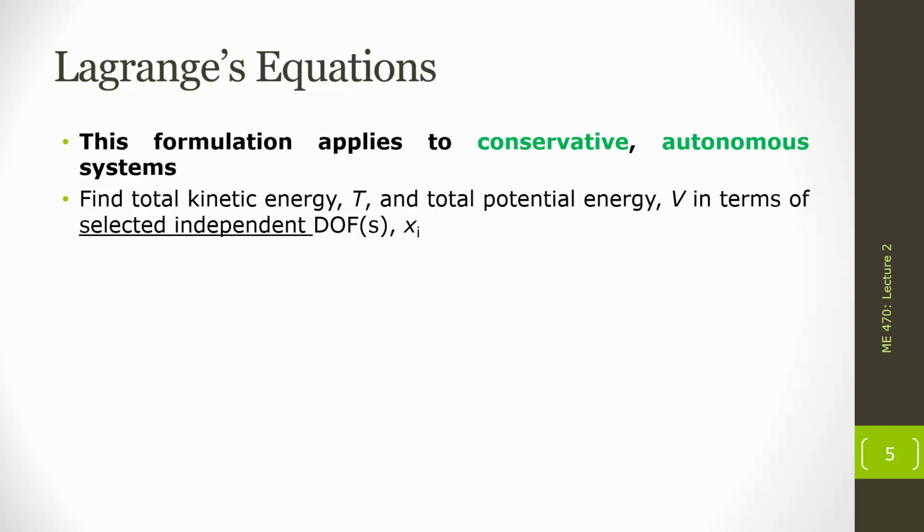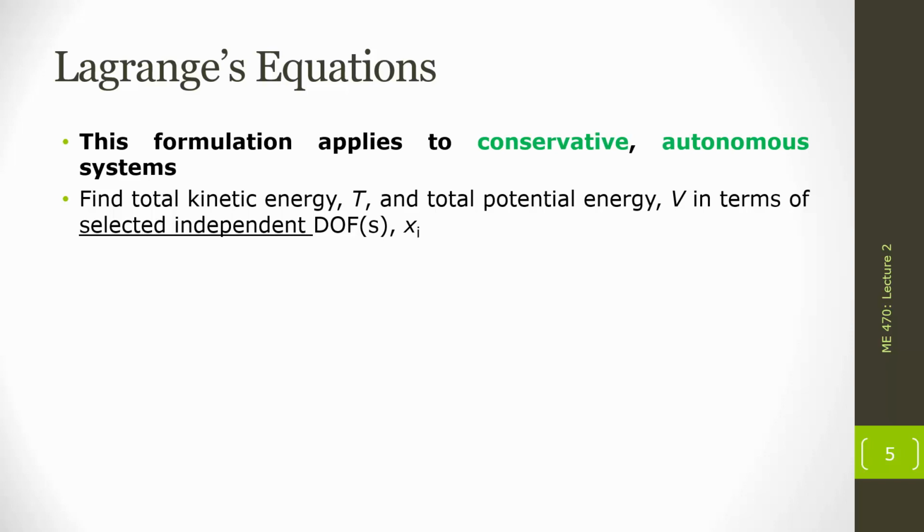Then we looked at what is the total potential energy in our system, and we're going to call that V. We're going to do this in terms of our selected independent degrees of freedom, which generically I'll just call x sub i. So again, we might start with a lot of degrees of freedom that are not independent of each other. We could derive our T and our V based on those degrees of freedom. Eventually, we will need to narrow it down to just the independent degrees of freedom that we are interested in.